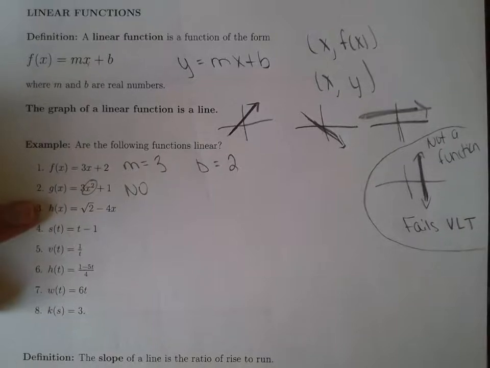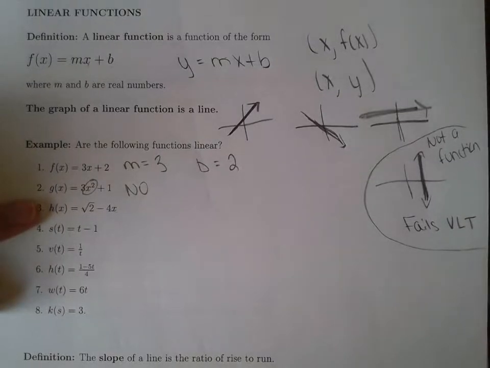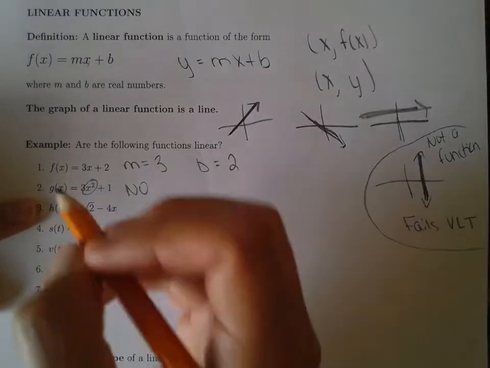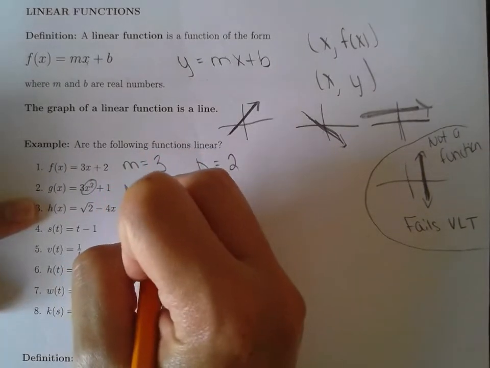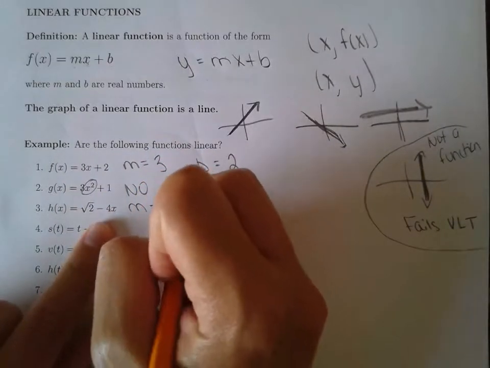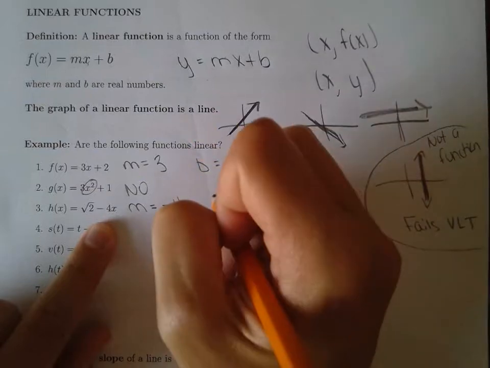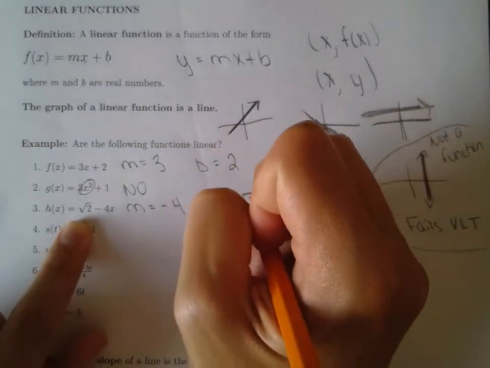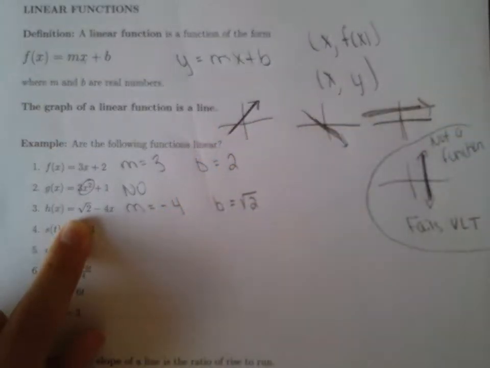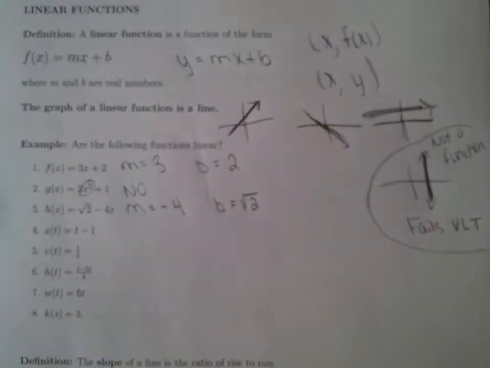Number 3, h of x equals square root of 2 minus 4x. This is a linear function. The number attached to the x value would be negative 4, and then b, the constant, is the square root of 2. That is a real number, approximately 1.41.